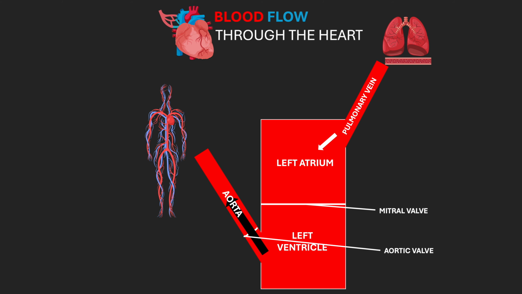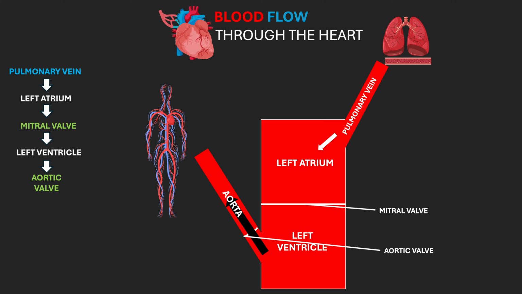And after the aorta, it is distributed to the rest of the body. So recapping, you have the pulmonary vein coming from the lungs. It drains into the left atrium. Then the left atrium pumps the blood into the left ventricle via the mitral valve. The left ventricle then pumps blood via the aortic valve into the aorta, which then distributes blood to the rest of the body.